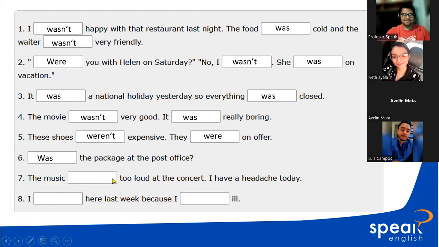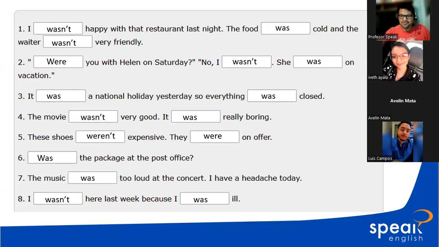Was. The music was too loud at the concert, and I have a headache today. Yes. What about number 8? Was. I wasn't here last week because I was ill. Ill is when you feel sick. If you feel sick, you can say that you are ill.